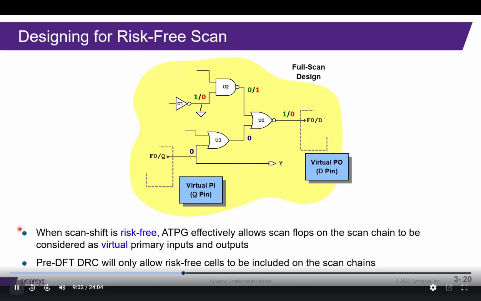Pre-DFT-DRC will only allow risk-free cells to be included on the scan chains. When the scan shift is risk-free, ATPG would allow scan flops on the scan chain to be considered as virtual primary inputs and outputs.